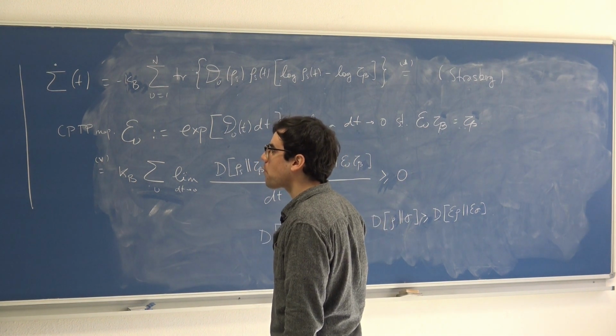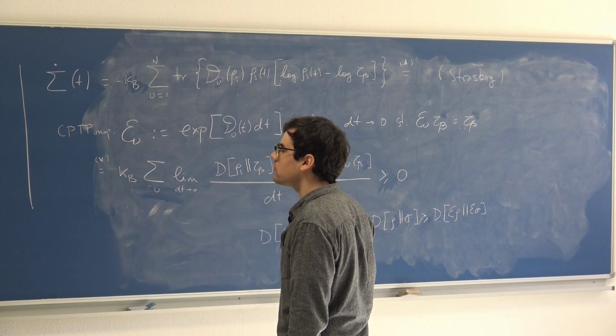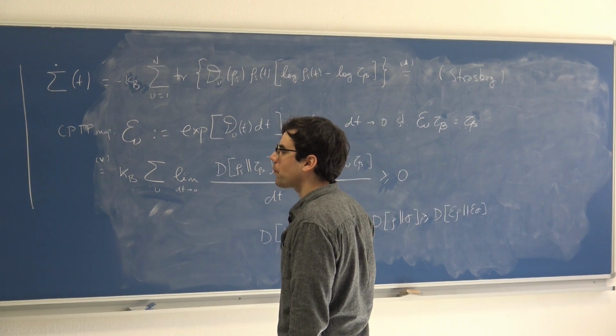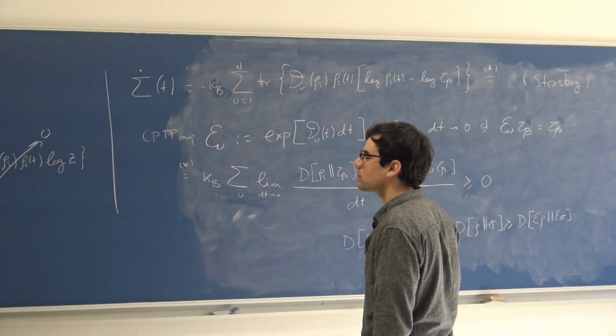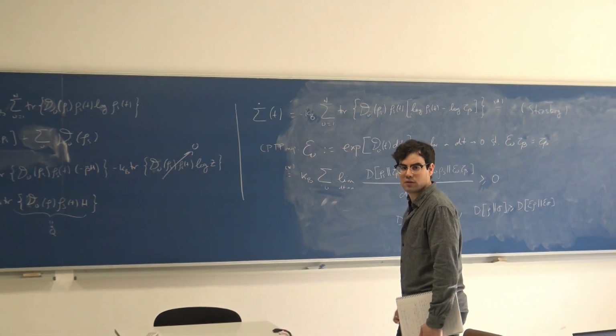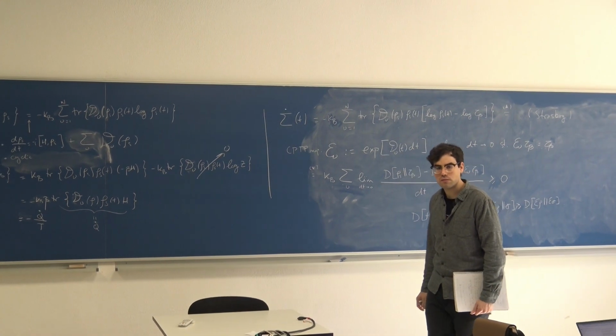I don't know if this beta should be the average temperature or if we are assuming that the system goes to a thermal state of a certain temperature that we don't know. This we call beta.